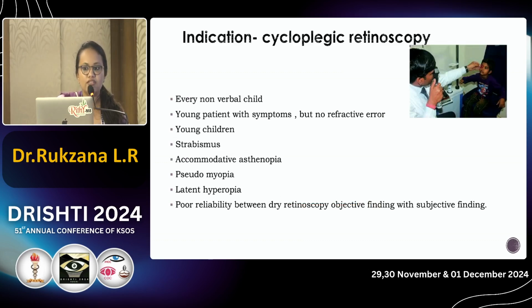Now the indications of cycloplegic retinoscopy. It is indicated in every non-verbal child, young patients with symptoms but no refractive error, young children, those with strabismus, and those with accommodative asthenopia, when we suspect pseudomyopia or latent hyperopia, and when there is poor reliability between objective retinoscopy and subjective.